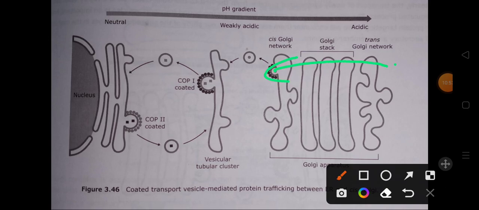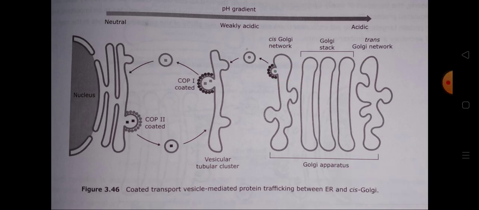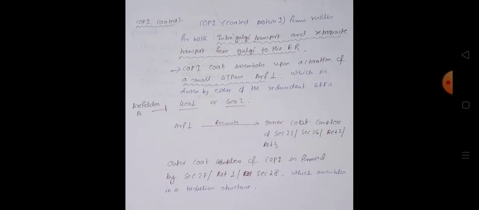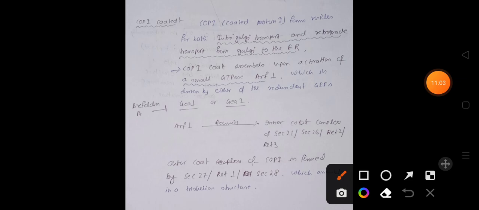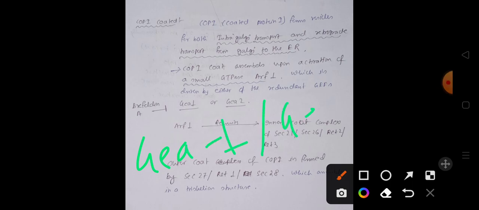It is an example of intra-Golgi transport, right? So that is the idea. So here we are going to see how these COP1 coated vesicles are activated. It all starts with the GEF protein, GEA1 or GEA2.